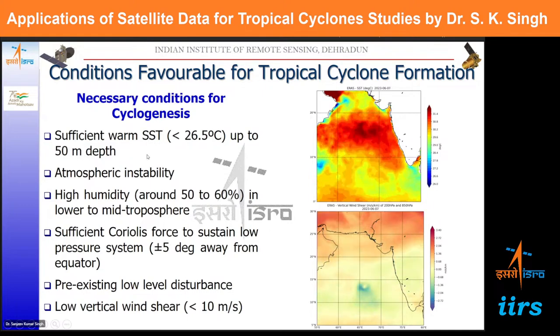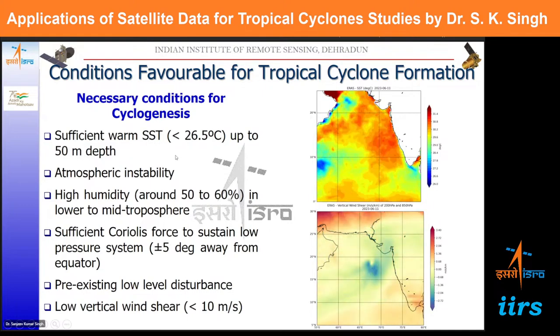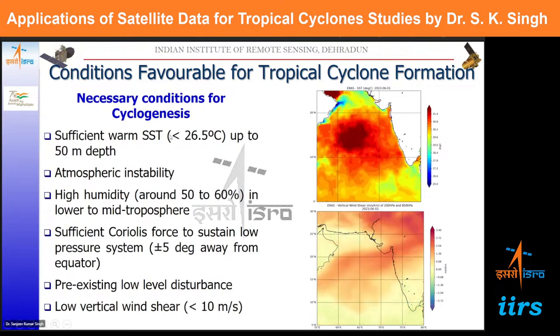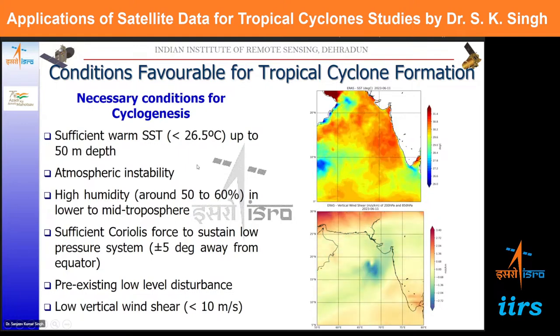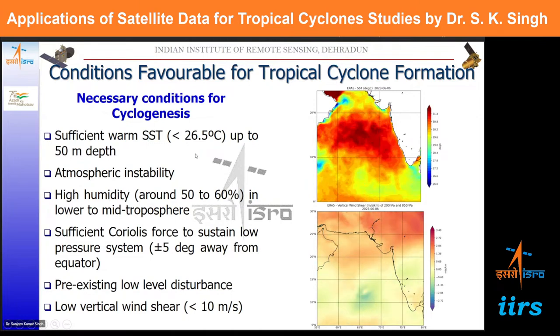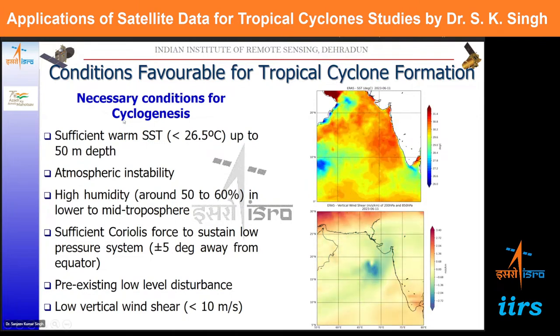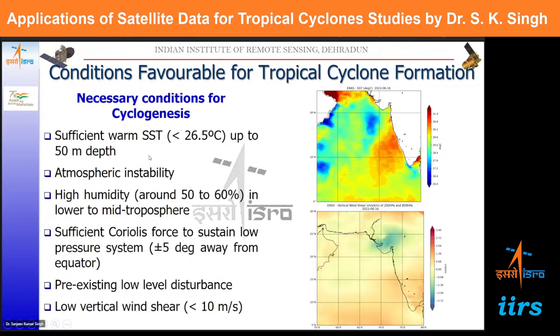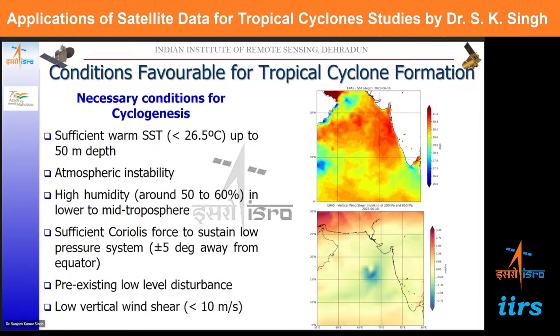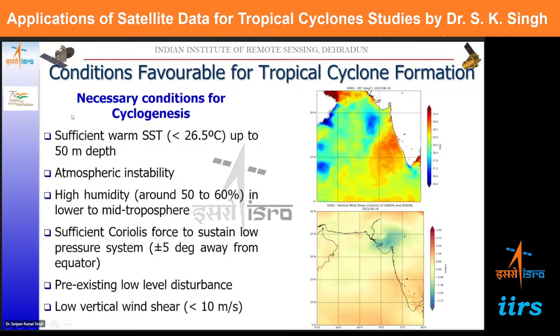First is sufficiently warm SST. For a tropical cyclone to form, SST should be greater than 26.5 degrees Celsius. If SST is 26.5 degrees Celsius or more, there will be favorable conditions for the tropical cyclone. This sea surface temperature should exist not only at the surface, but up to a certain depth, up to 50-meter depth. It means throughout the water column this temperature should be high. Then only can the tropical cyclone sustain.